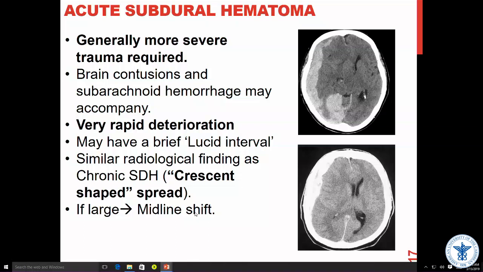All right, you can also have acute subdural hematomas, just like the acute epidural hematomas, where everything is quite rapid and we may have a similar history to the case of epidural hematoma.